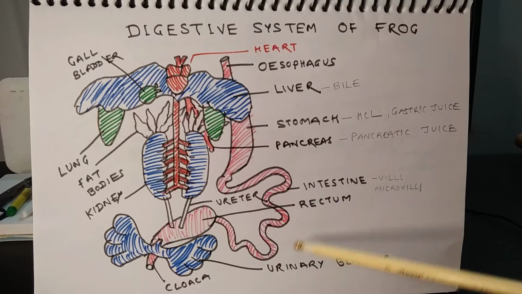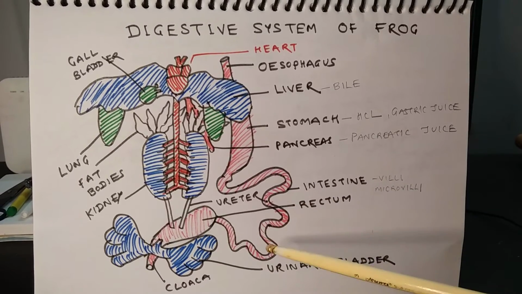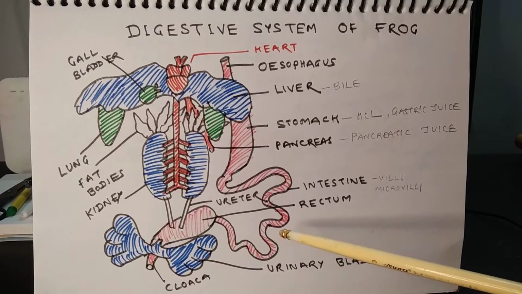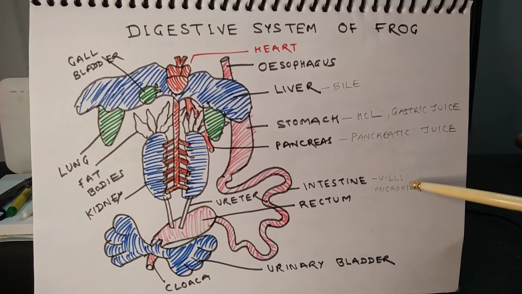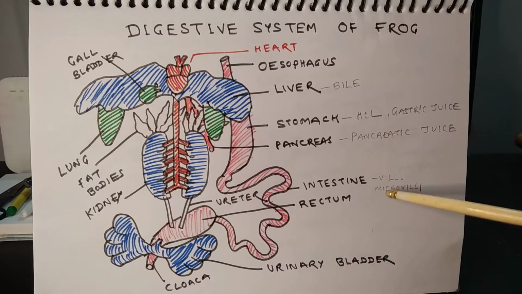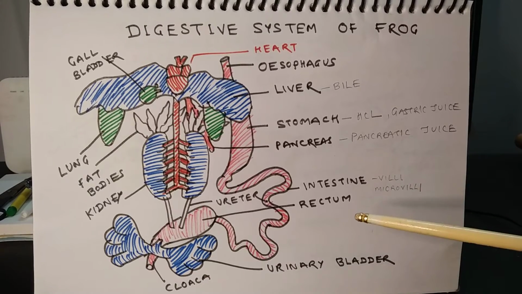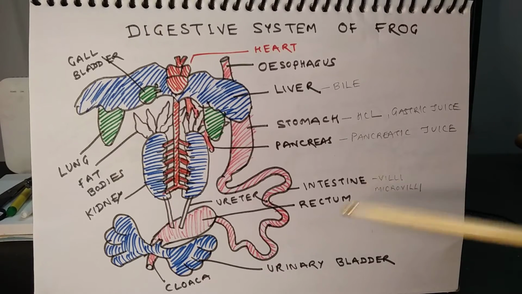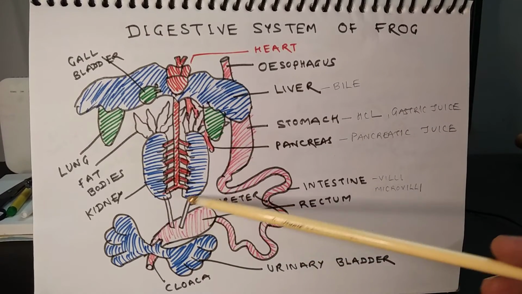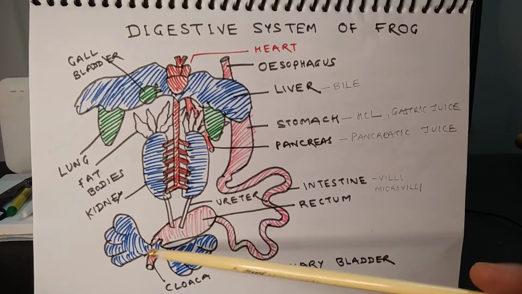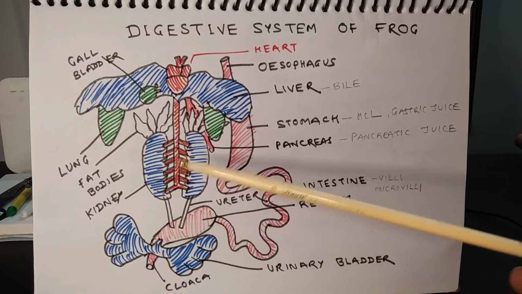Once that portion is over, the food moves to the later portion of the intestine, where finger-like ingrowths are there in the inner wall of the intestine, and they are called villi and microvilli. These structures absorb the components of food, and after that undigested food and waste material goes into the rectum, from where it is pushed out from time to time.